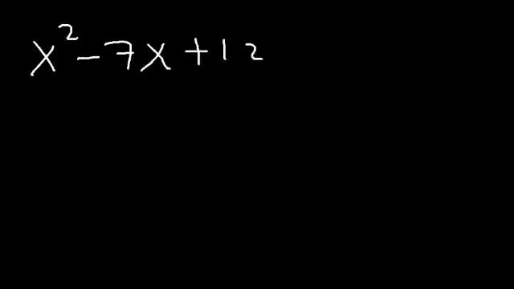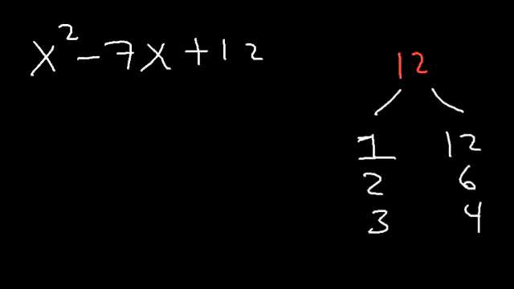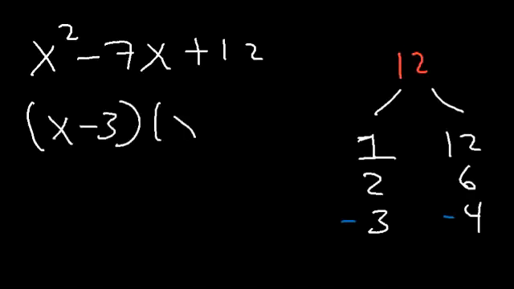Let's try another one. Let's try x squared minus 7x plus 12. So what two numbers multiply to 12 but add to negative 7? Let's make a list. 12 divided by 1 is 12. 12 divided by 2 is 6. 12 divided by 3 is 4. Now 3 plus 4 adds to positive 7, but negative 3 and negative 4 add to negative 7. And negative 3 times negative 4 is positive 12. And so the answer is going to be x minus 3 times x minus 4.